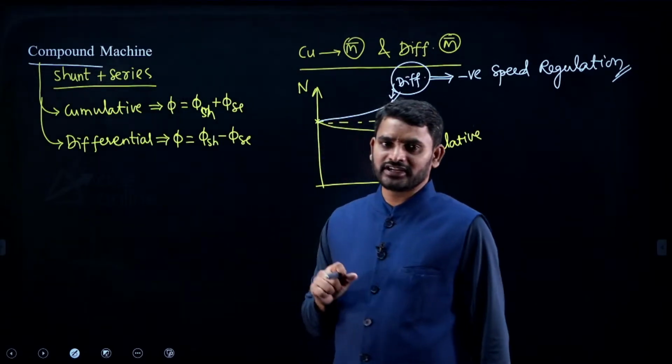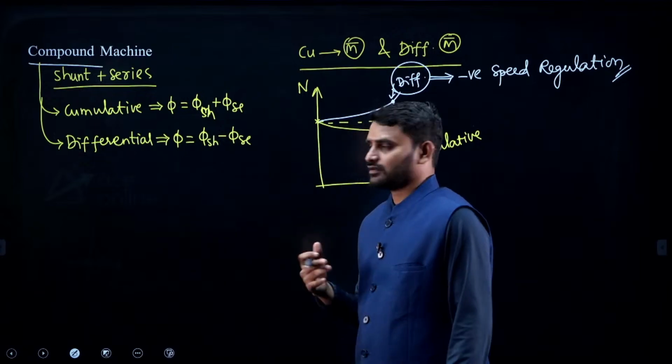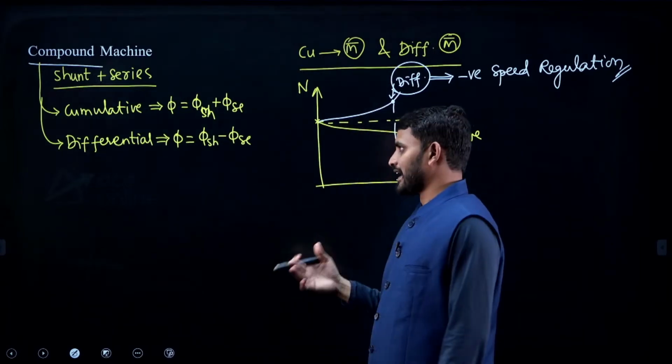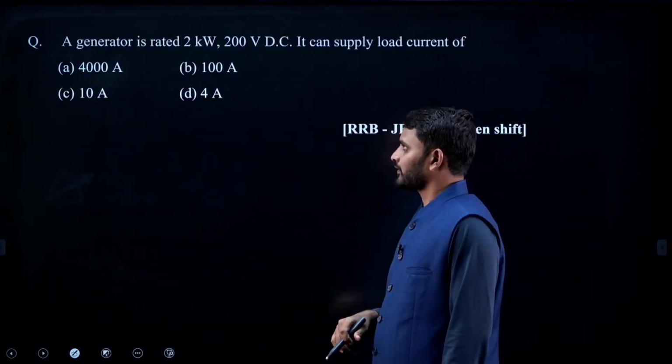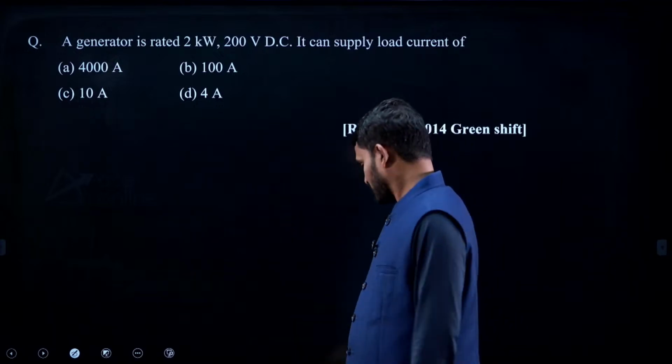So, these are some points about voltage and current equations and the characteristics, okay, right. Let us take up some questions on DC motor.